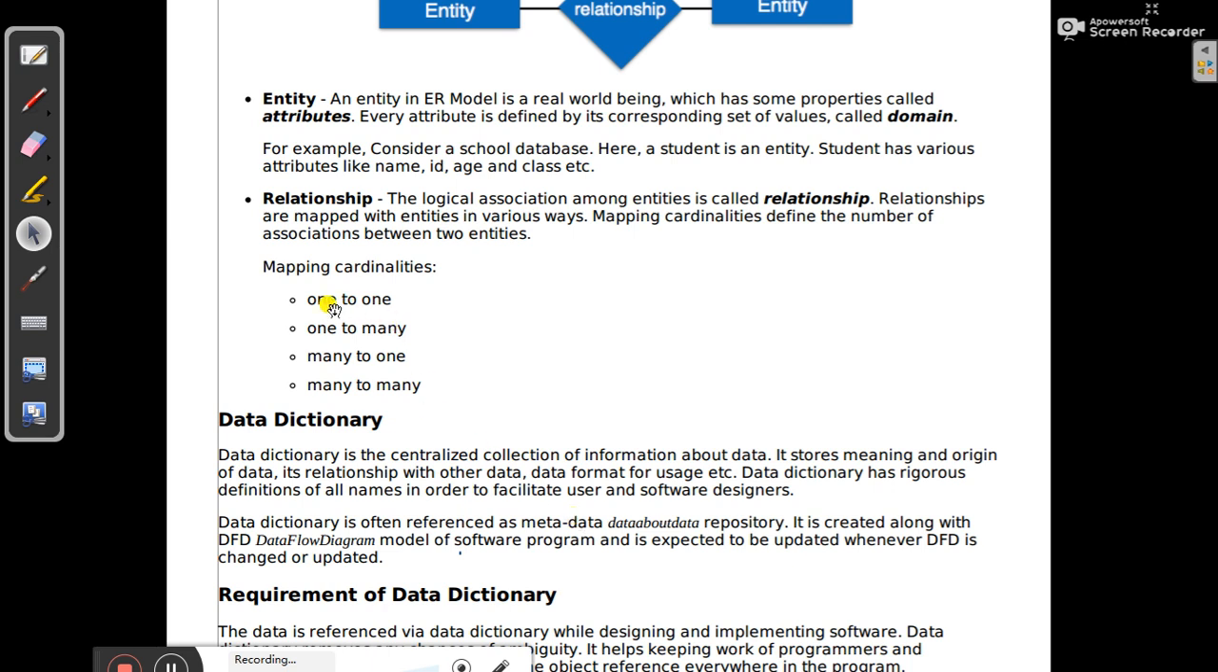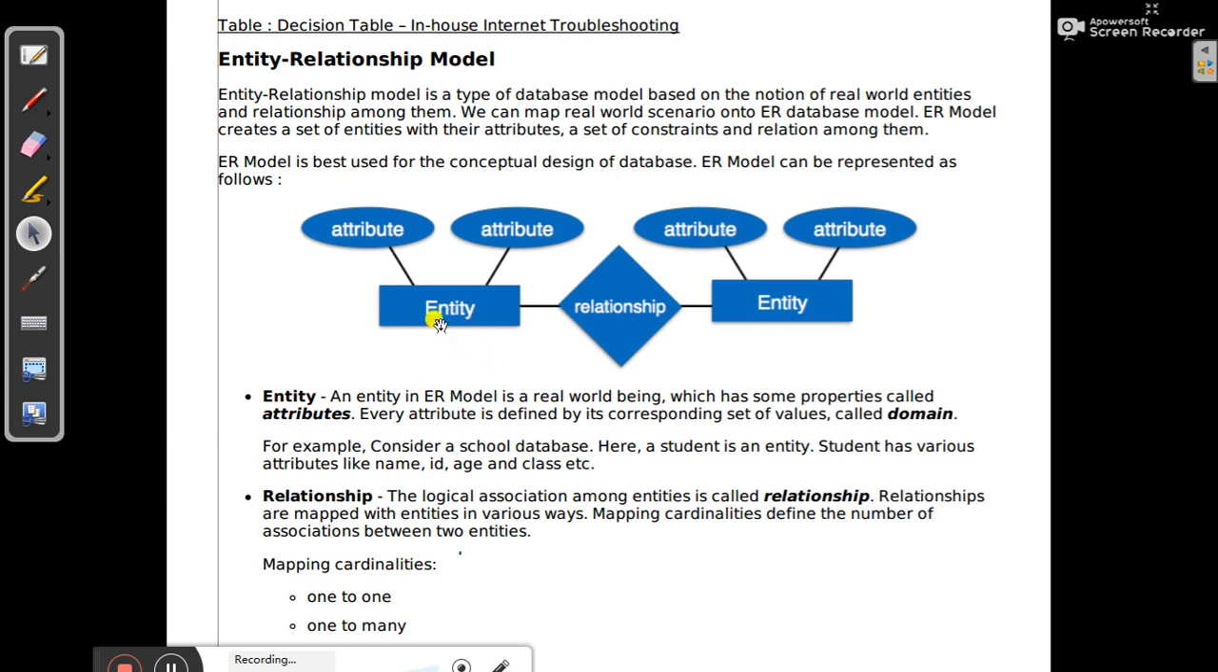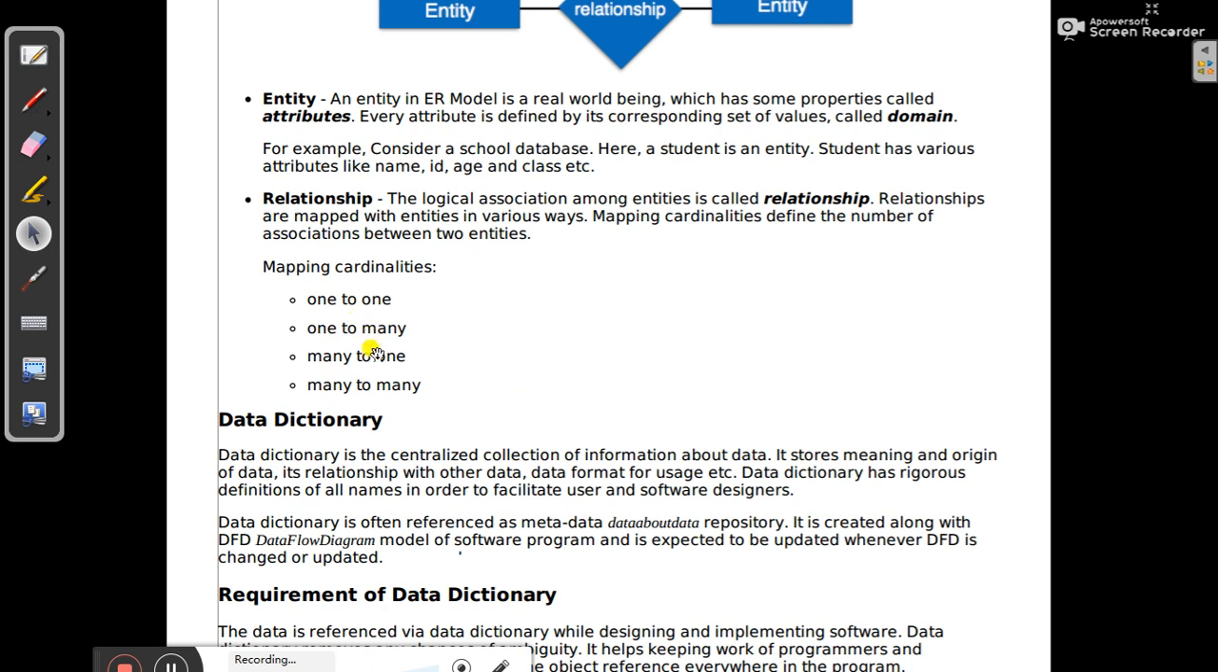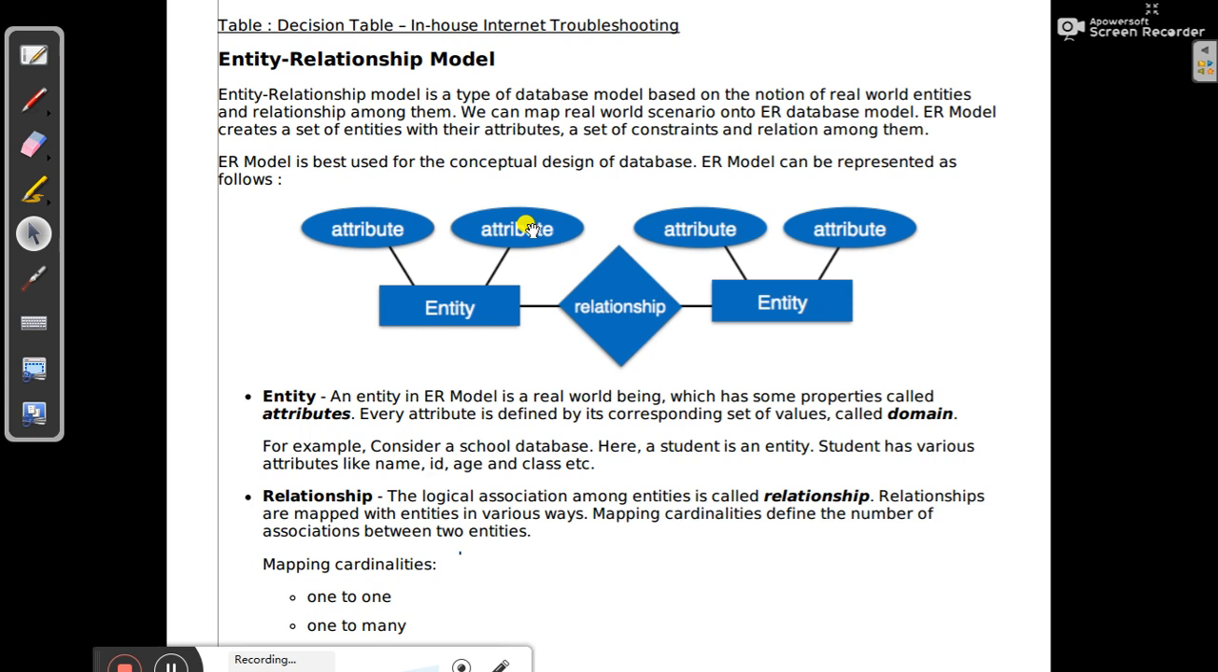Okay, the relationship, the logical association among entities, is called a relationship. So this is a logical association among entities, and it is mapped with entities in various ways. The mapping can be one to one, or one to many, or many to one, or many to many. Suppose one student is mapped with lots of different departments, that will be one to many. Or suppose n number of students are associated with n number of departments, that will be many to many. Or n number of students can be associated with one department, that will be many to one.